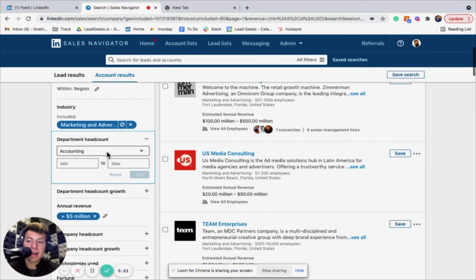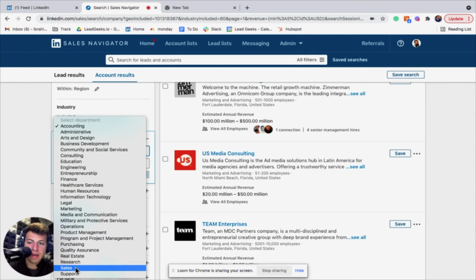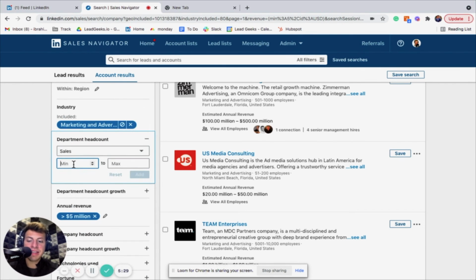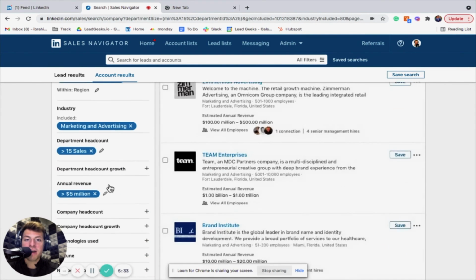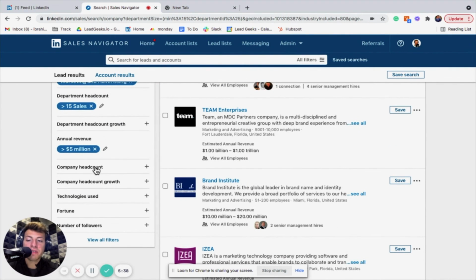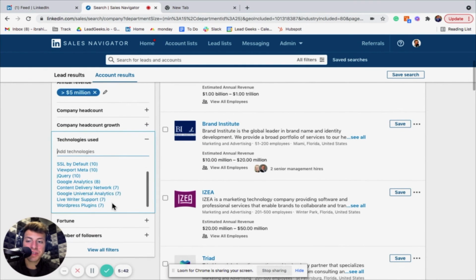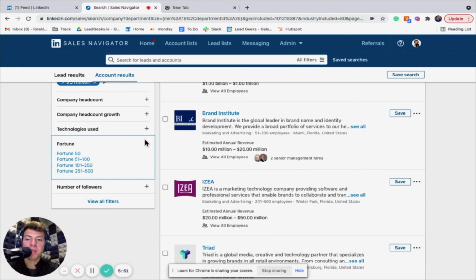Then the department headcount. This is pretty sweet. If I want to target maybe a marketing company with a large sales team with at least 15 employees that's doing over 5 million, I just filter down my list even further. So you have company headcount growth, technologies they've used. So if they're using Google Analytics, WordPress, things like that, you can even find them by technologies used. And then if they're on the Fortune list, what Fortune company they are.